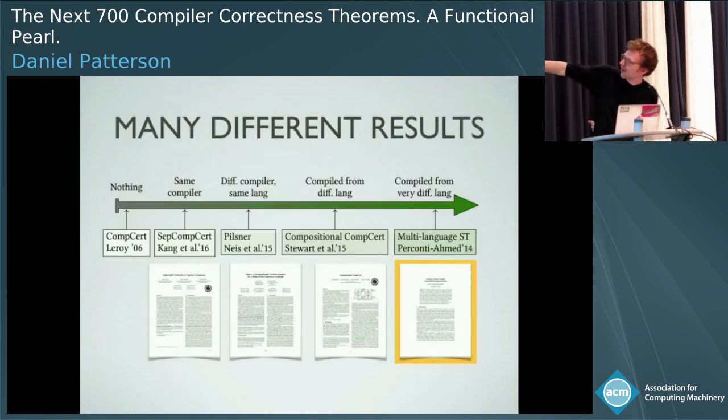And so the last result I have on the spectrum is a multilanguage compiler by Jamie Perconti and Amal Ahmed. And what they were trying to do here was essentially they wanted a compiler where you could link with code that you could not express in the source, which is something that none of these other results had. And they did it by setting up what's called a multilanguage, which is where you embed the source and the target syntax into one language, and you introduce these language boundaries that mediate interaction.